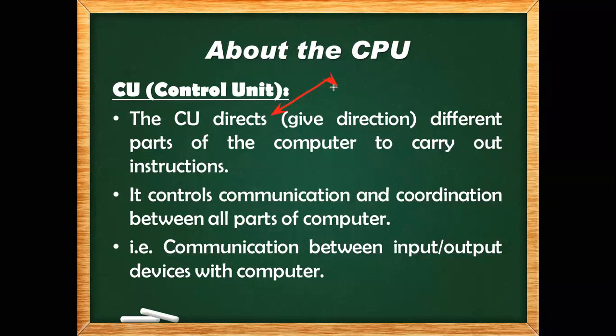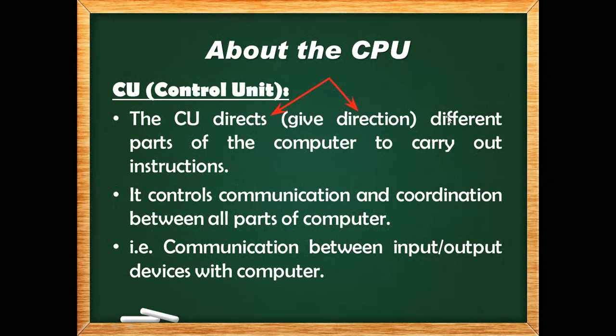So CU, the control unit, gives direction. CU directs different parts of the computer to carry out instructions. The instructions can flow inside a computer. For example, when we click, our click is moving through the wires and then at the end it will reach the computer.